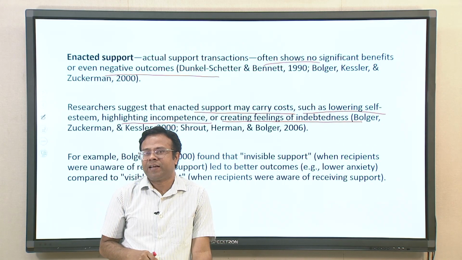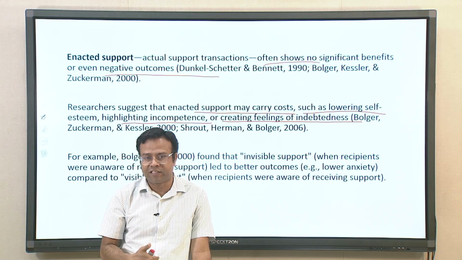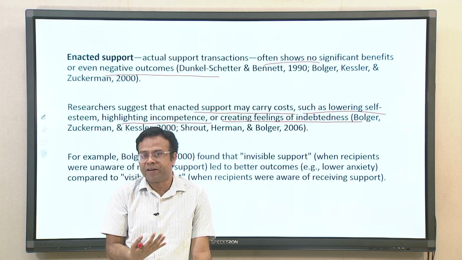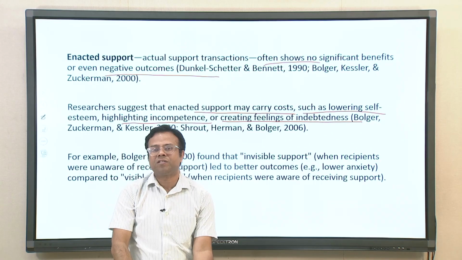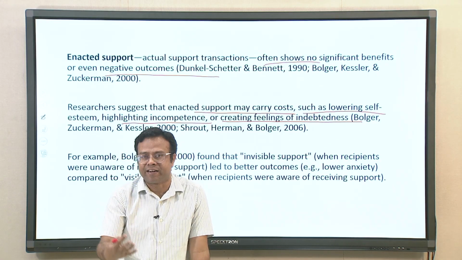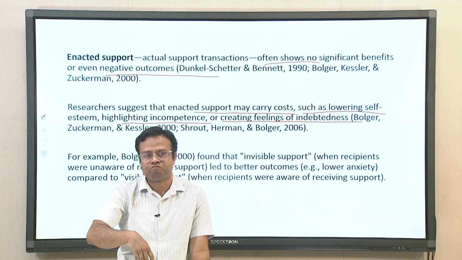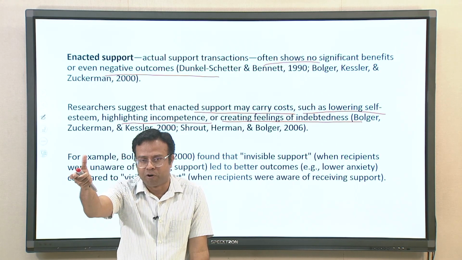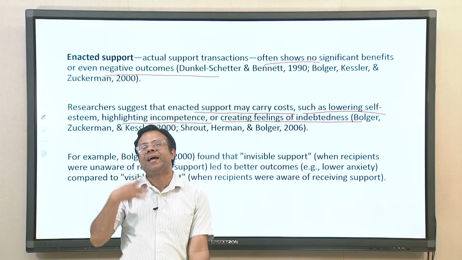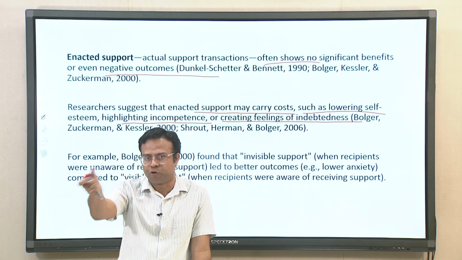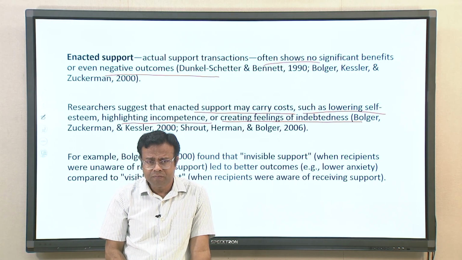Sometimes people feel incompetent to deal with the situation, as support is coming in that situation. So, that feeling of incompetence could also be experienced, or sometimes people feel indebtedness, a sense of debt to repay someone because somebody has helped. So, these can be some of the reasons why in certain situations enacted support may not have a positive psychological impact.